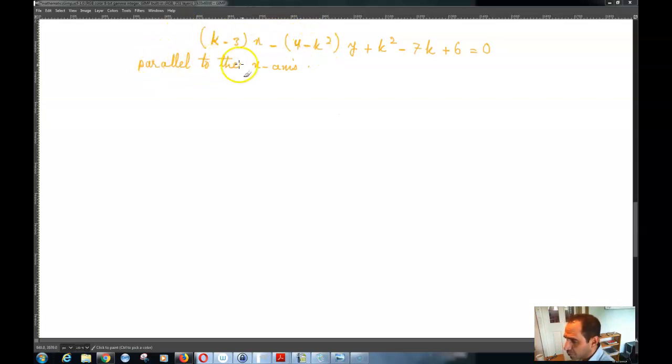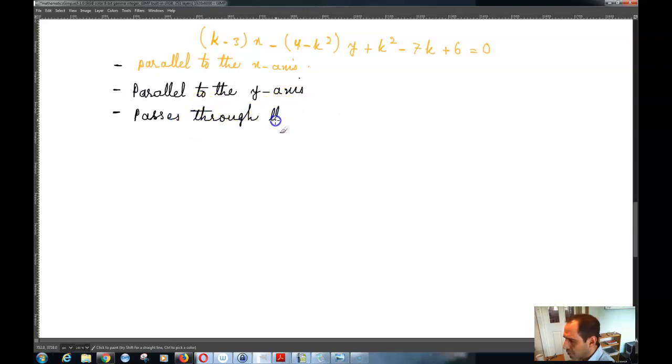You want to find the values of k for which the line is parallel to the x-axis or parallel to the y-axis, or basically passes through the origin. So now if that's supposed to happen, you see that k minus 3 over here is the coefficient of x, and we have some coefficient of y over here, and then we have some k's as well. So we have k squared minus 7k plus 6 over here as well.